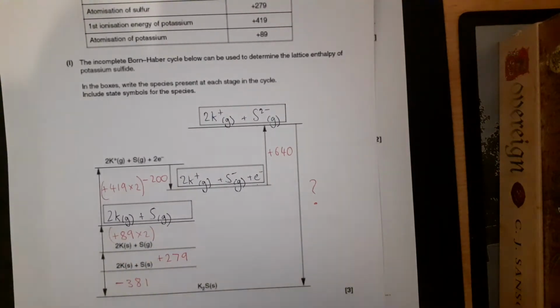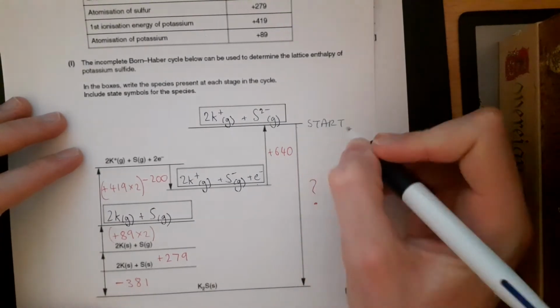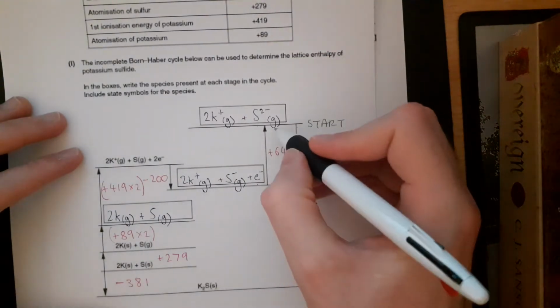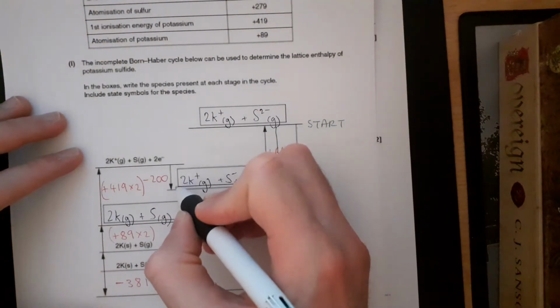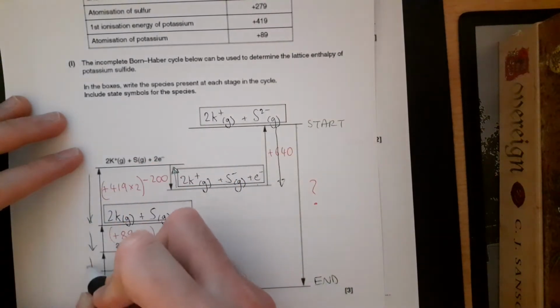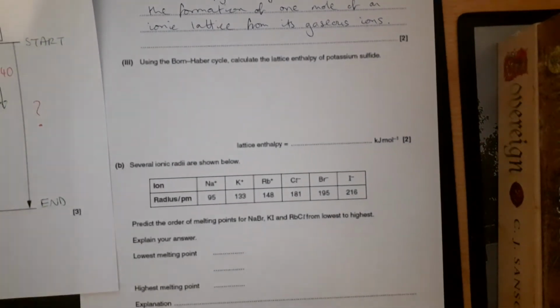Then we want to do this one. So we're starting here and we're ending here. So therefore we're going to have to go that way round. So we're going to go down there, up there, and then all the way down this side. And now we can use this to start doing our calculation.